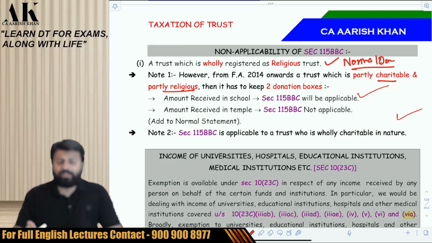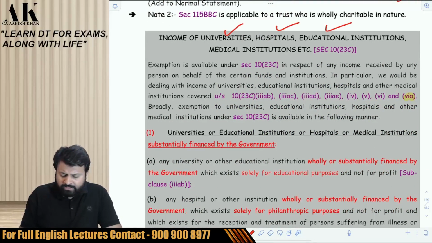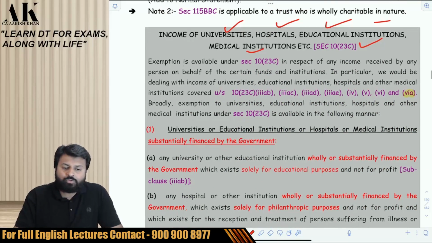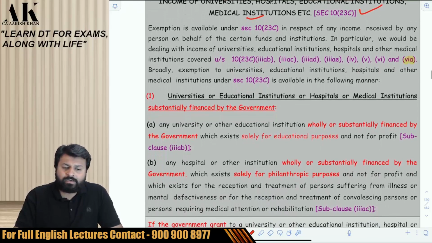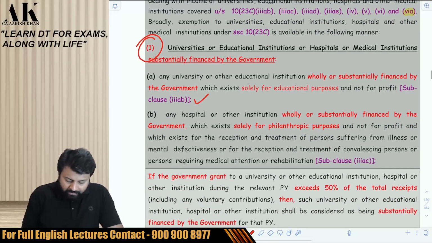And one last but not least, that is, there are certain institutions, universities, hospitals, educational institutions, medical institutions whose income is exempt under section 10(23C). So let us see who are those institutions, etc. First of all, category number 1. In this, there are two categories.